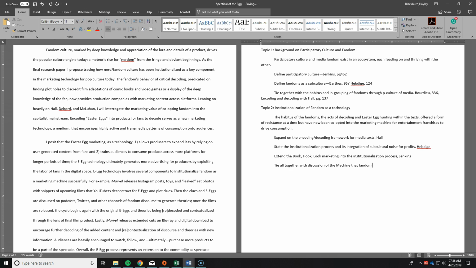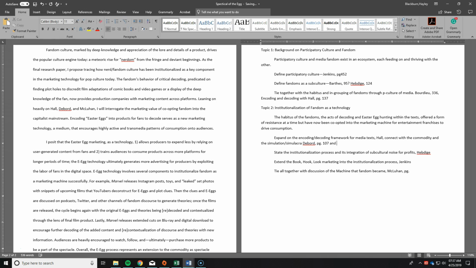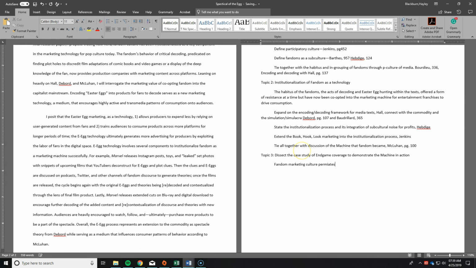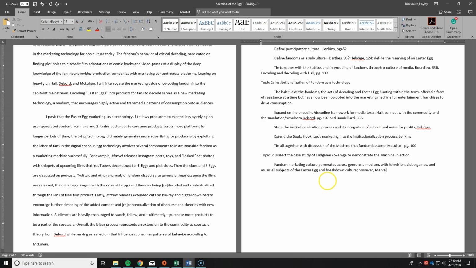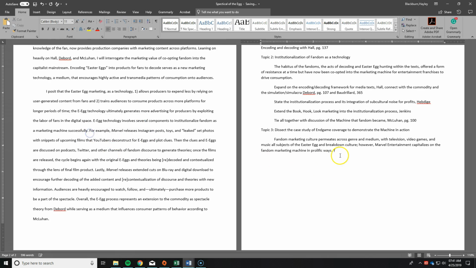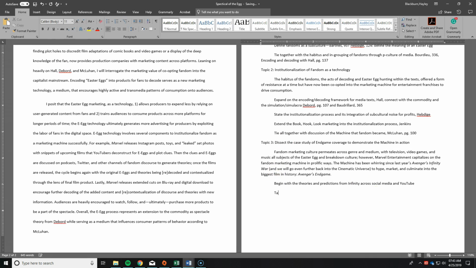With the topic outline, what I have found helpful is to give myself the key concepts that I'm going to go over in this paper, and then write topic sentences to help frame and structure my paragraphs. You can see topic 3 is about this case study of the Endgame coverage. I have a draft topic sentence to start the section: that fandom marketing culture permeates across genre, medium, etc. That helps me get in that mindset and see how the pieces come together, more than just scrappy notes.